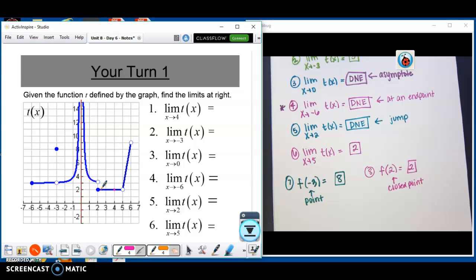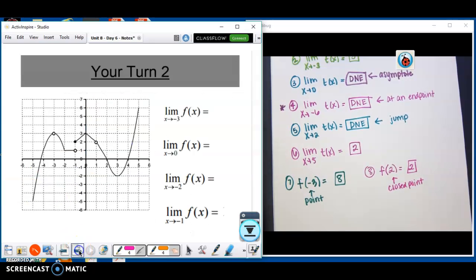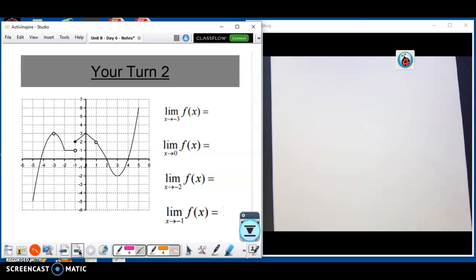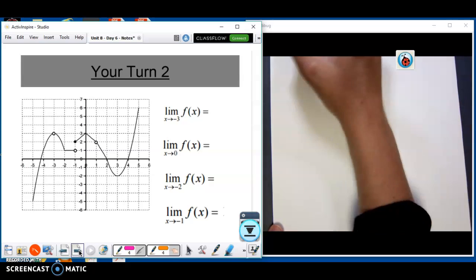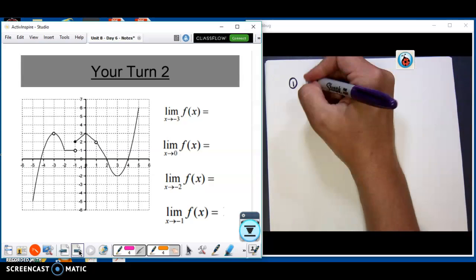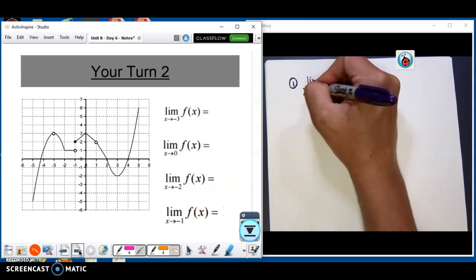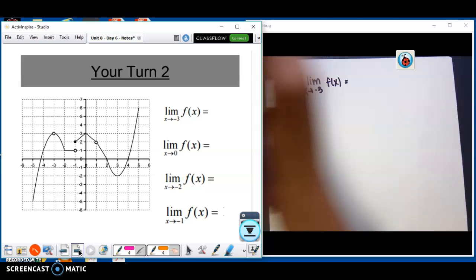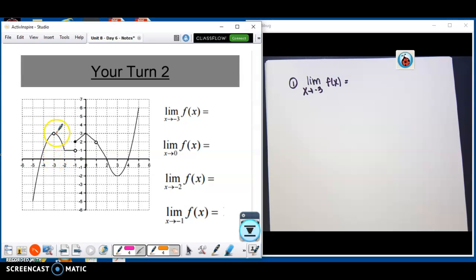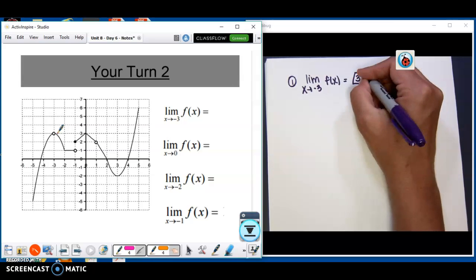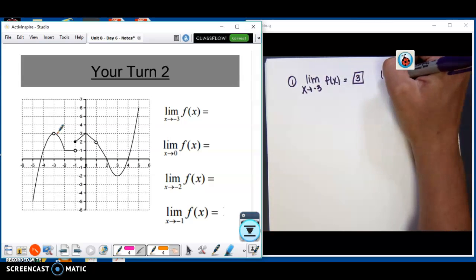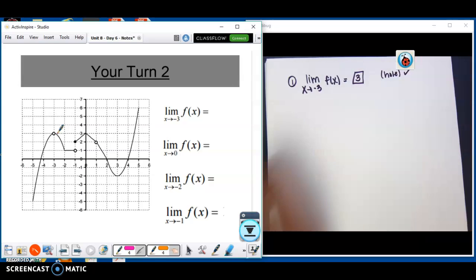Okay? Alright, so moving on to the next your turn problem. So different graph, same kind of questions they're asking us here. For the first one, we have the limit as x approaches negative 3 of our graph here. So if we find negative 3, there's a hole, so it's okay. You're going to have an answer. If you approach the left, you get the y value of 3. If you approach the right, you get the y value of 3. So this is going to be 3. Okay? If you want to just write hole so you know that that's okay, then you can put that in.